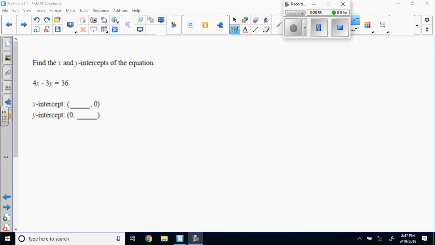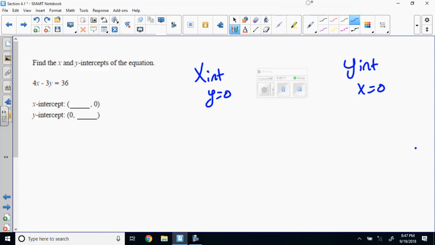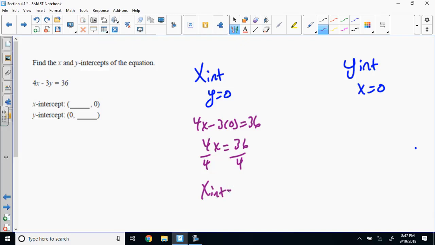Y'all are awesome. All right, so we got to find the x and y intercepts. If I find the x-intercept, I'm going to say y is equal to 0. If I want the y-intercept, I will say x equals 0. I'm going to show you how to do this mathematically, then with an understanding. If I want the x-intercept, y was what? That leaves me with 4x equals 36. Divide by 4. X-intercept equals 9.